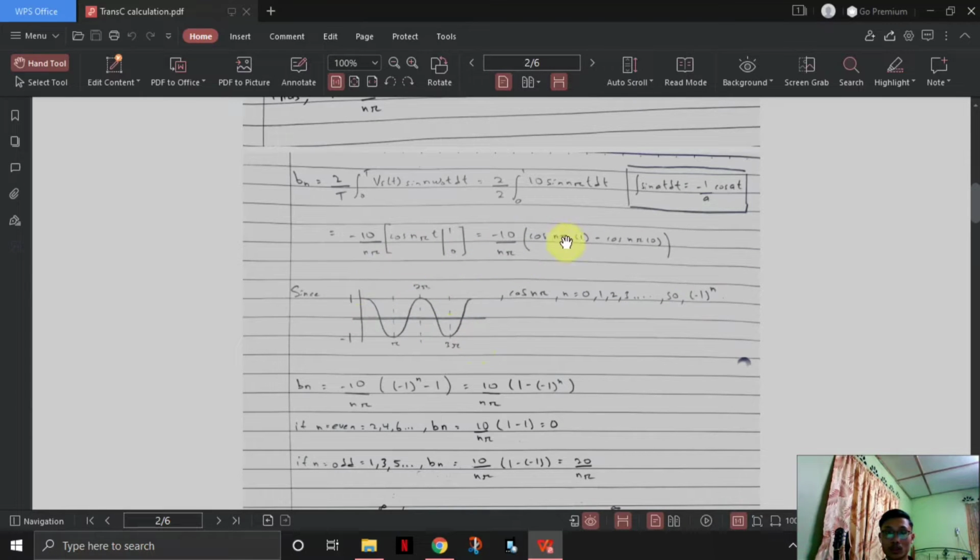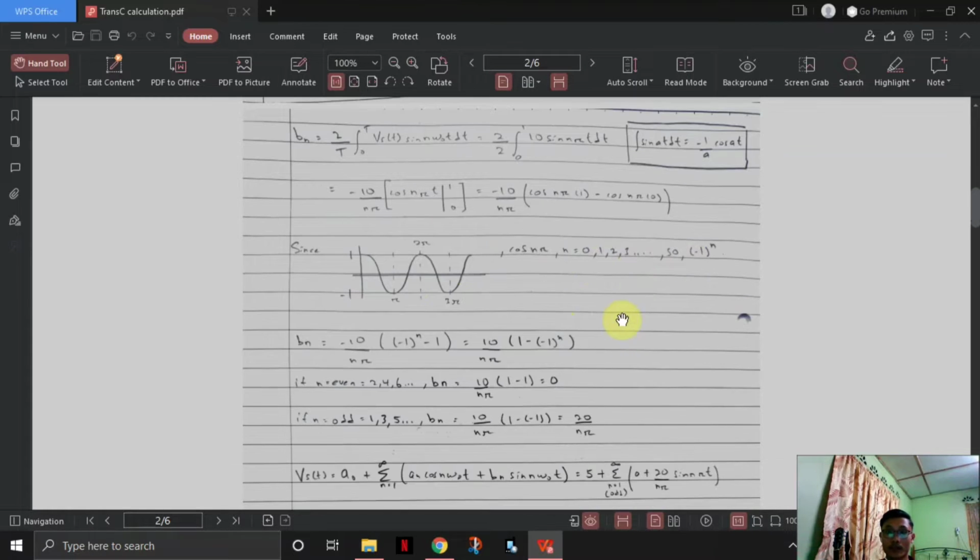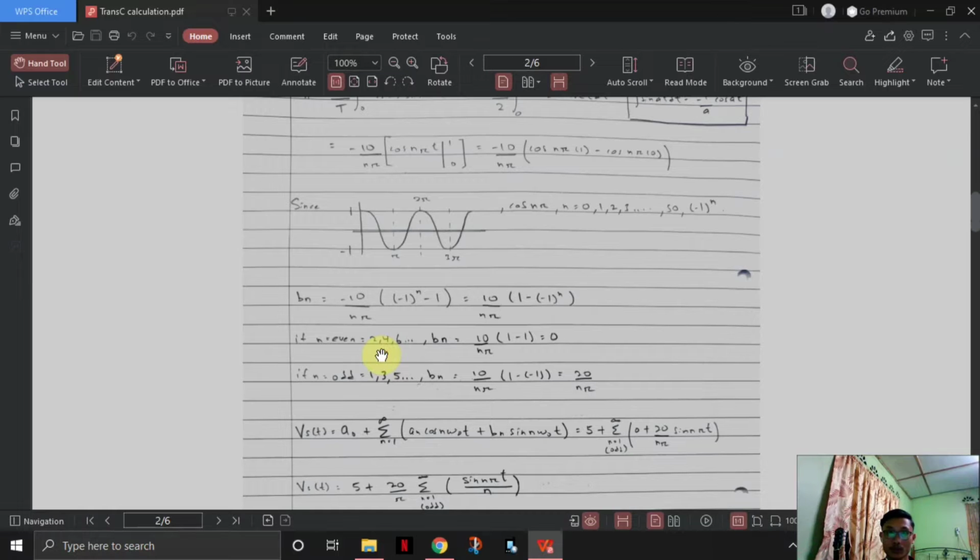Since it is the cos, we'll have this graph for cos, with n equal to 0, 1, 2, 3 and so on. After that, negative 10 over n pi times the quantity negative 1 to the power of n minus 1, and we'll have 10 over n pi times the quantity 1 minus negative 1 to the power of n.